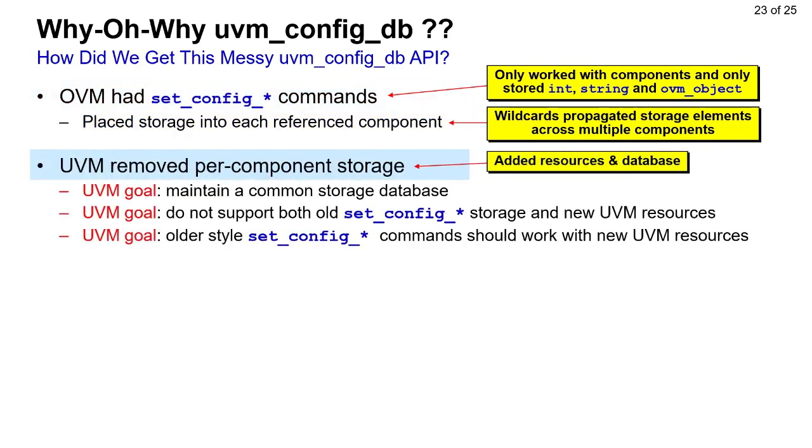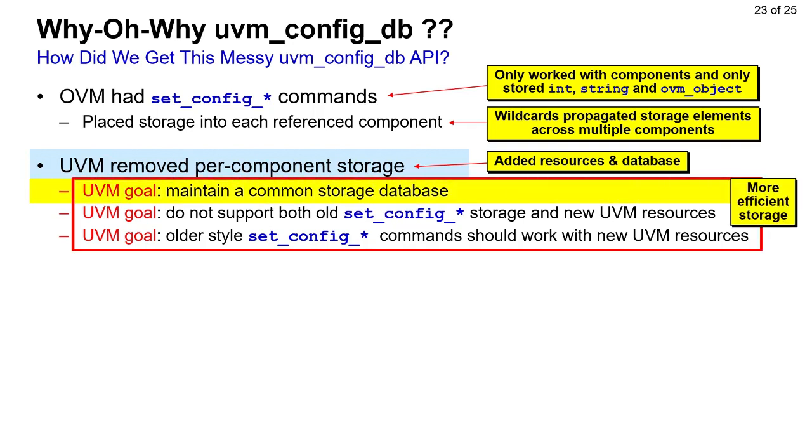UVM removed per component storage by adding resources and a database for the resources. UVM developers had a goal to store all information in the database and did not want to support the older OVM set config storage model along with the new UVM resources. The goal was to create a much more efficient storage mechanism. So the goal was to make the UVM version of the set config commands work with the new and more efficient UVM resources.